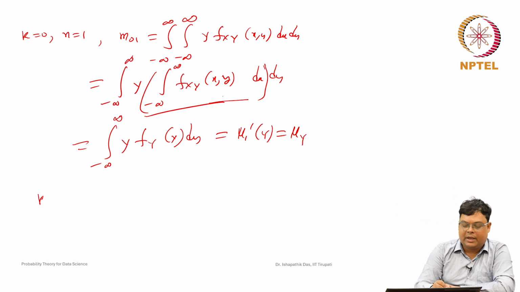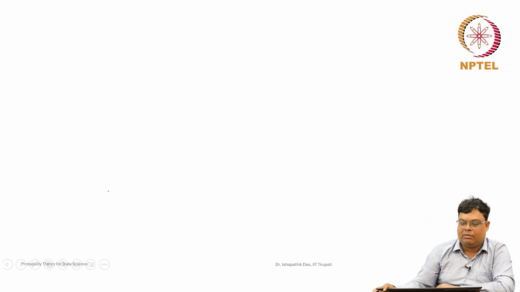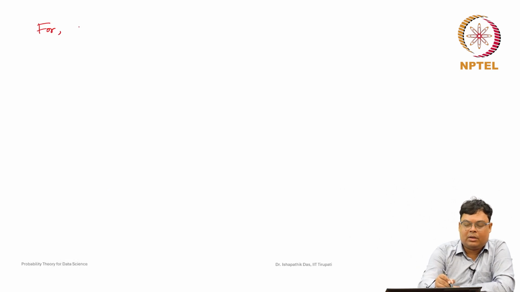Now, if you take k equal to 2, n equal to 0. So, let us write next page. Suppose for k equal to 2, n equal to 1. So, what we will get? Sorry, n equal to 0. So, this is nothing but m 2 0.